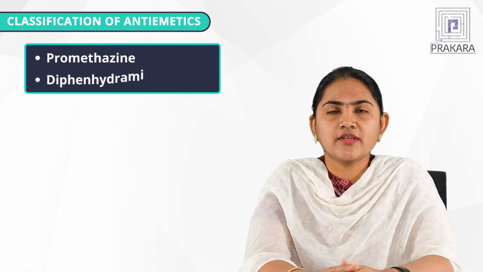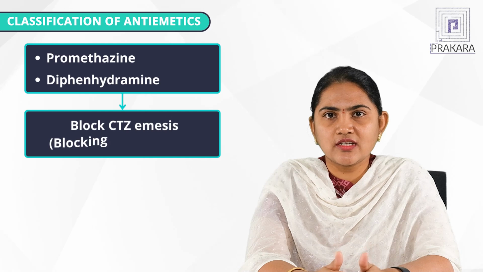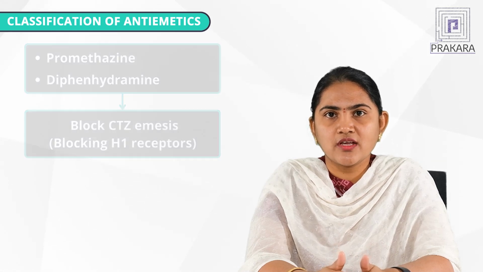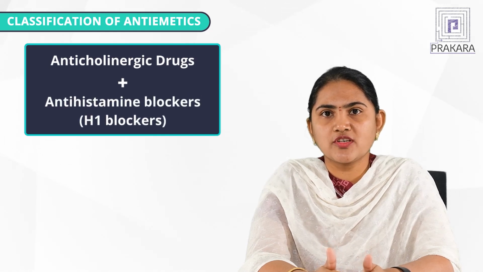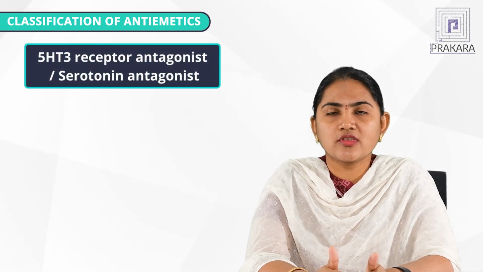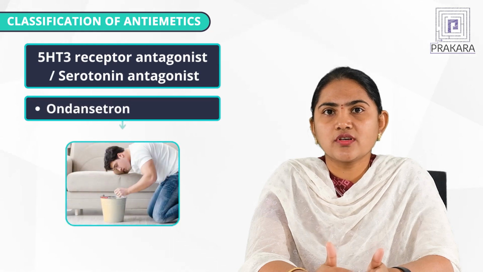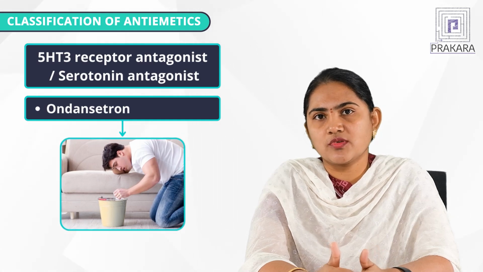activated emesis. Promethazine as well as diphenhydramine can also be used as drugs which block the emesis, that is CTZ emesis, by blocking the H1 receptors. So along with the anticholinergic drugs, these antihistamines, specifically H1 blockers, are used in combination in certain types of poisonous emesis. We also have other categories of drugs which act as 5-HT3 receptor antagonists. They are also called serotonin antagonists. Drugs like ondansetron derivatives are mainly used in the treatment of drug-induced emesis or poisonous drug-induced emesis.